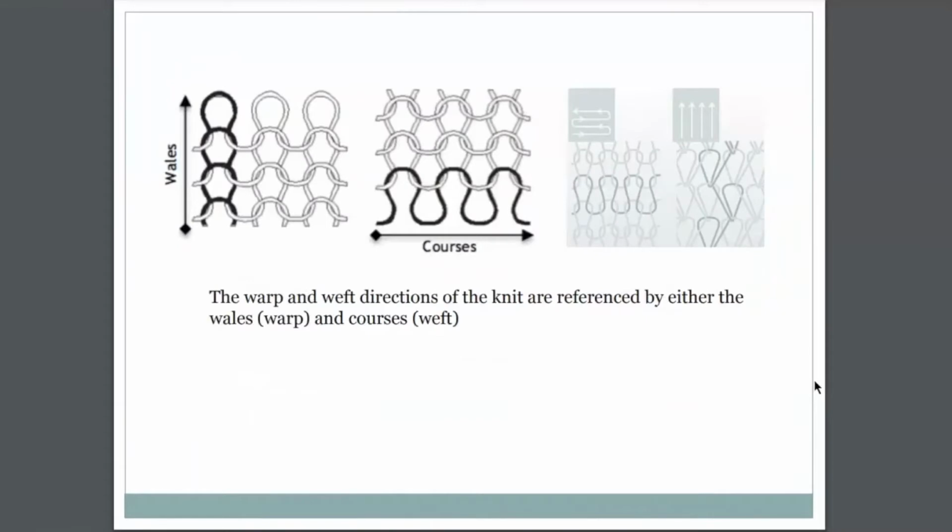So there's just a couple of terms. As an interior designer, I have never used these terms. Maybe as someone who knits, you will use the terms wales and courses. This relates, similarly, to the warp and weft directions of weaving. Remember, warp had to do with the vertical direction, and weft had to do with the horizontal direction. So in knitting, those terms, instead of warp and weft, are wales and courses.